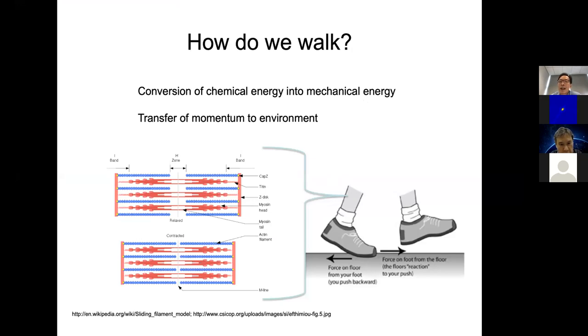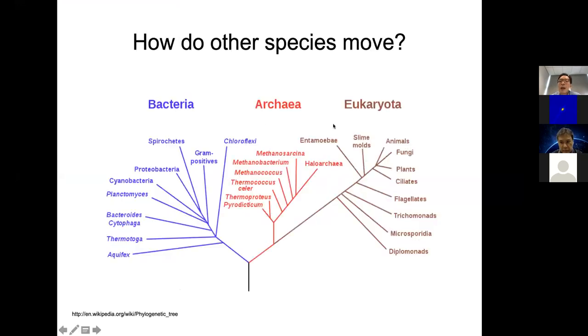And that's not sufficient, right? This momentum has then to be transferred to the environment. So we walk on the earth, and then by Newton's third law, the earth pushes back on us, allowing us to move forward. Then we can ask an interesting question, which is how do other species move?